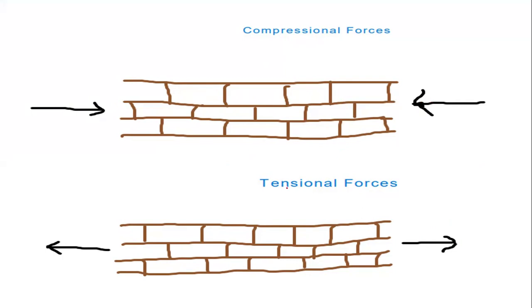The second one is the tensional forces. Tensional forces, the force is being exerted in the opposite direction from both sides of the rock. Tensional forces cause ruptures, cracks, fractures, and faults over the crustal parts of the Earth.